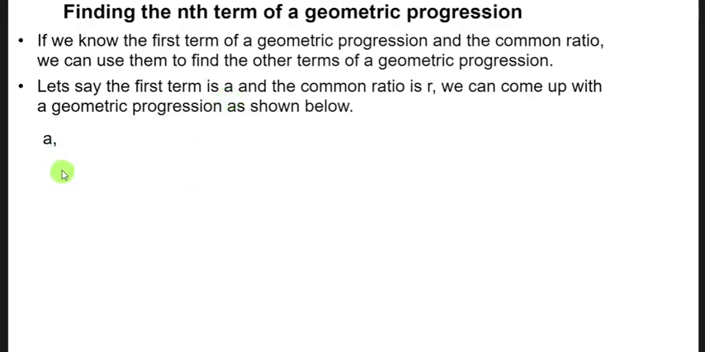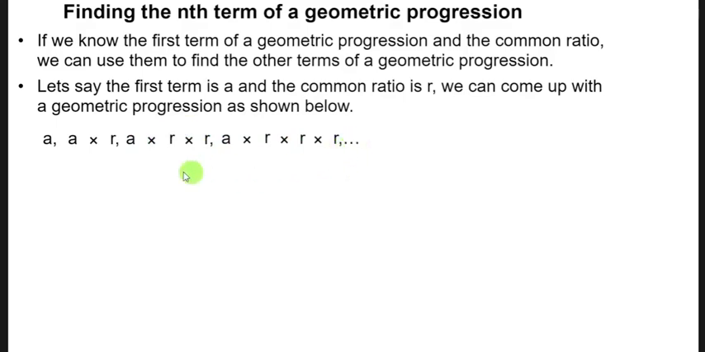Then to get the second term, since we are dealing with a geometric progression, we must multiply the first term by the common ratio, which is r. To move from the second term to the third term, we multiply by r again. To move from the third term to the fourth term, we must multiply by r, and so forth and so on.